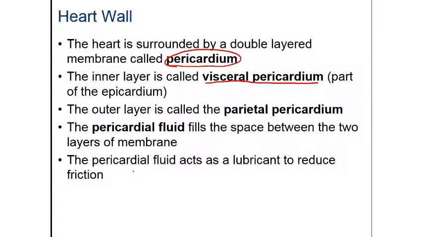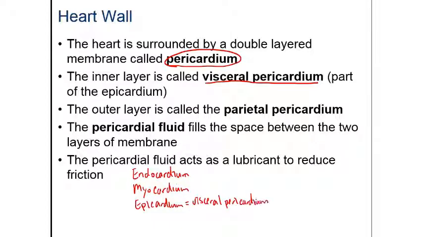Okay, so just to recap for you, right, we have the endocardium, which is where the blood is going to be in direct contact with. We have the myocardium, which is the muscle, and then we have the epicardium, which for our purpose is going to be continuation of the visceral pericardium, right? And then the pericardium, as I said, is a double layer membrane. So the inner layer, the part that's touching the surface of the heart, is the visceral pericardium. And then the outer layer of that is going to be the parietal pericardium.